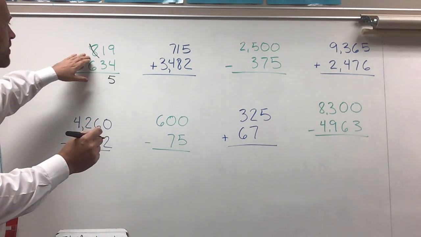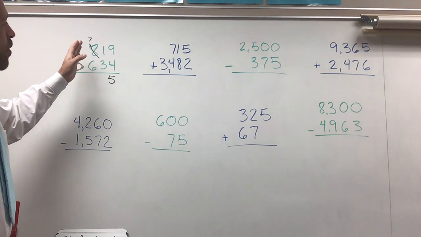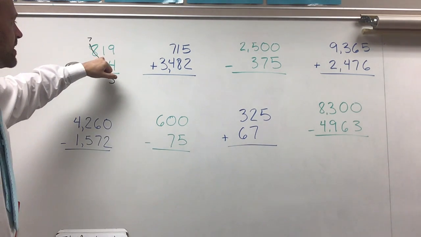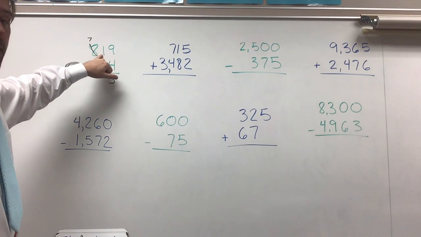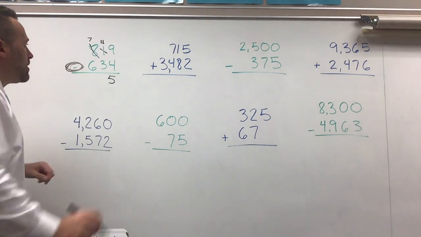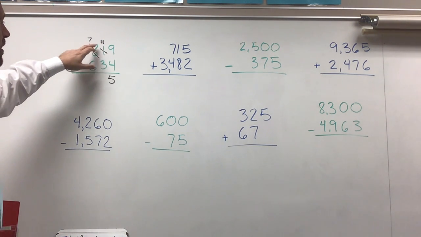So instead of 8 hundreds, now I'm going to have 7. And I'm going to bring 100 over, which is the same as 10 tens, because now I'm in the tens place. So every time you bring it over, you're really bringing 10 over. So I already have 1 there. So 1 plus 10 is 11. So cross that out. I have an 11 there. I have a 7 in the hundreds place.